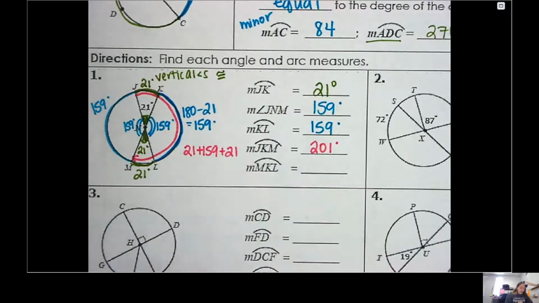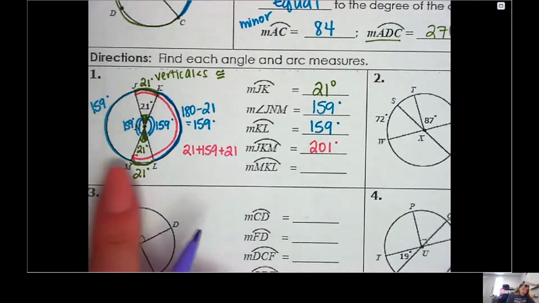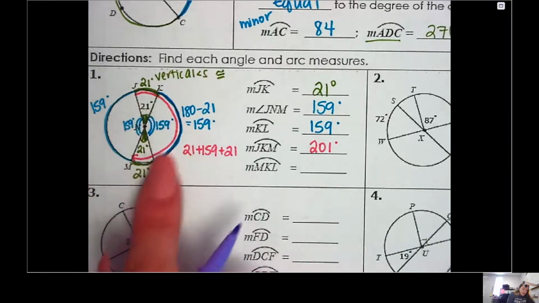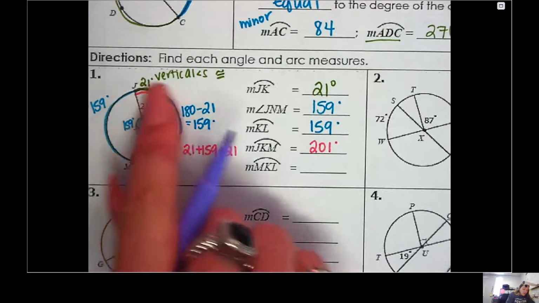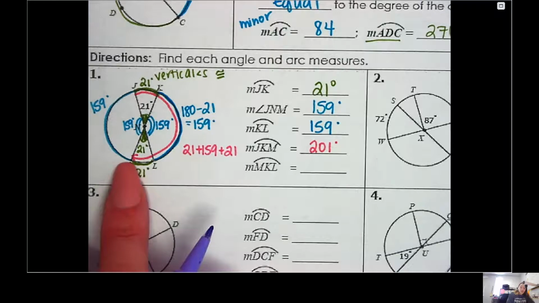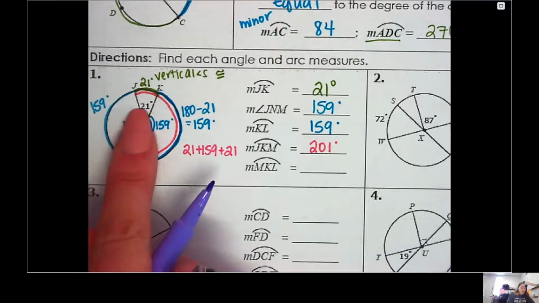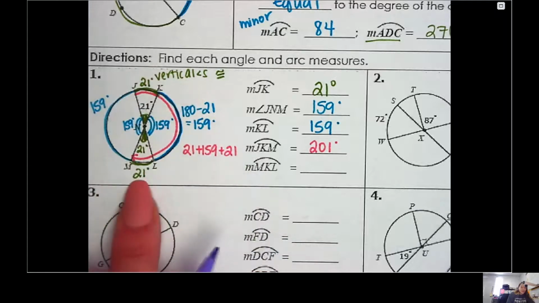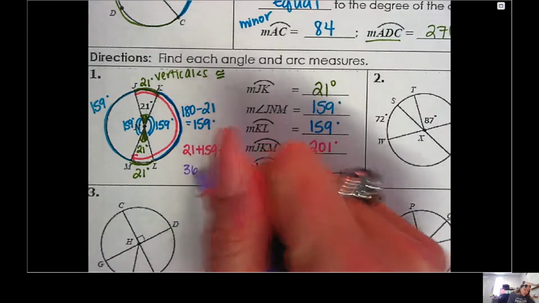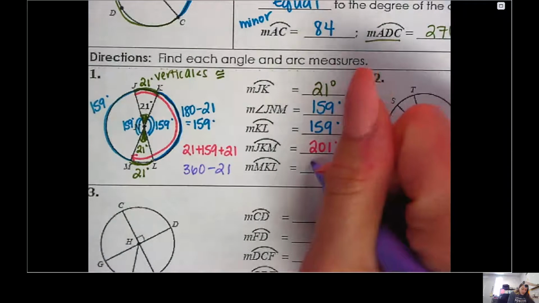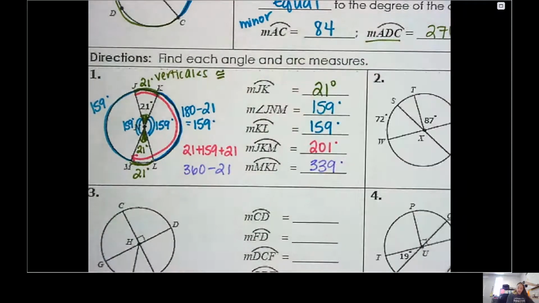Last one is the measure of arc MKL. So MKL means you start at M, you go through K, and you end at L. So it's essentially almost the full circle, except it does not include this little piece right here. So what I could do is add 159 plus 21 plus 159, or I can take the whole thing and subtract the piece that's not in it, which is the 21. They'll both give me the same answer. So I'll do 360 minus 21 just because it's a little faster, and my answer is 339 degrees. There we go.